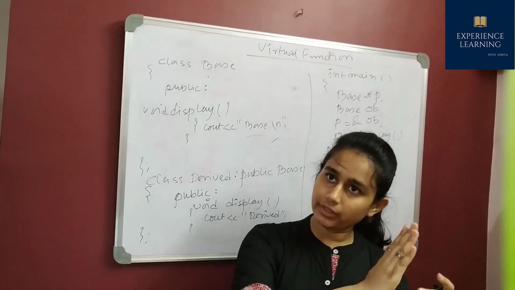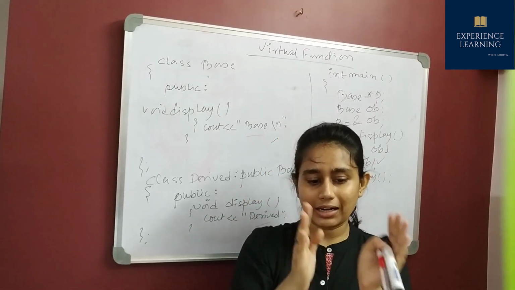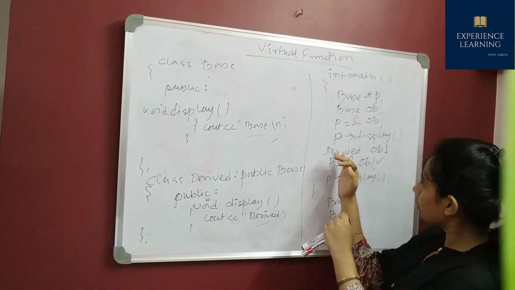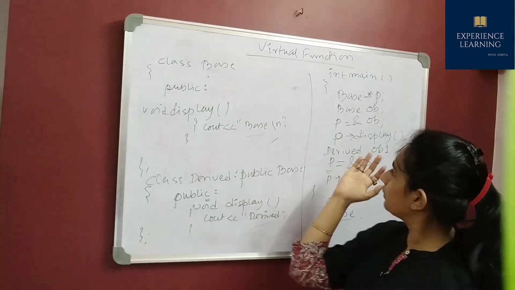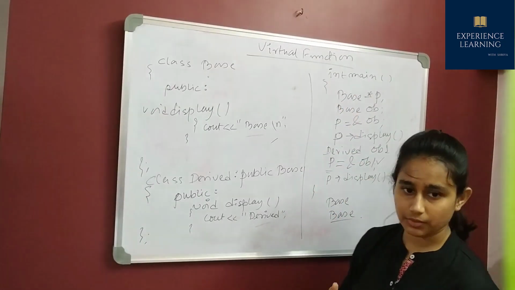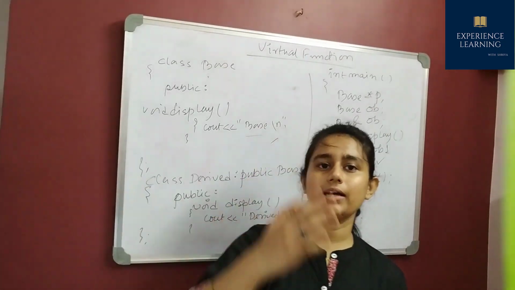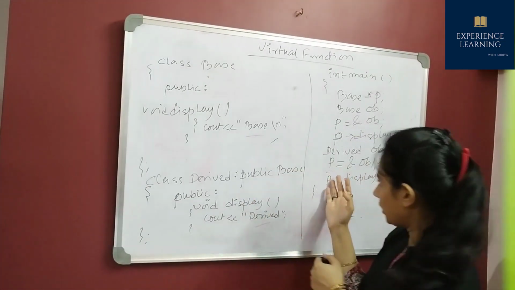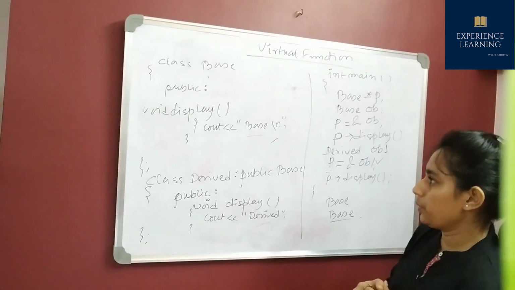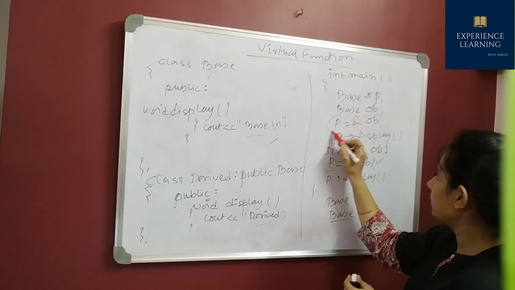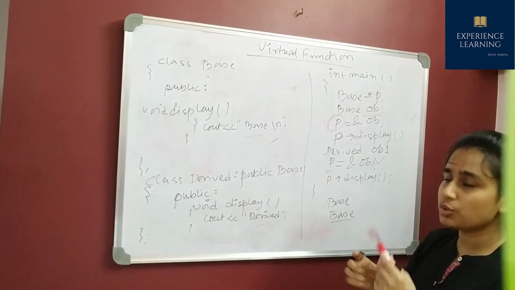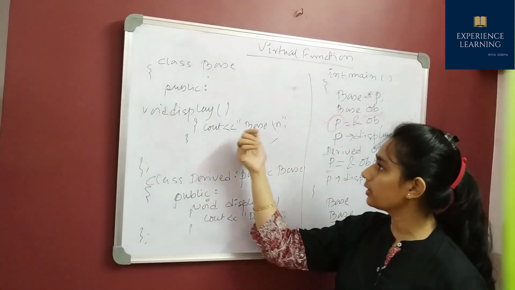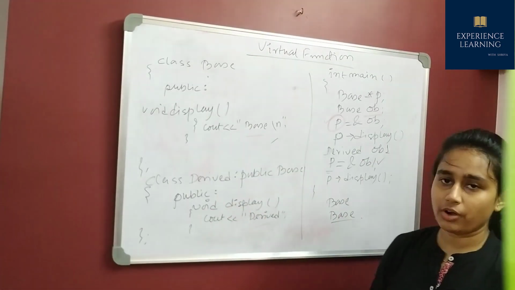Because the pointer to an object of a derived class is type compatible with the pointer to an object of the base class, the compiler ignores the content and chooses the function that matches the type. The P pointer matches the base class pointer, so whatever the content is, it is ignored, and every time it calls the base class display function.